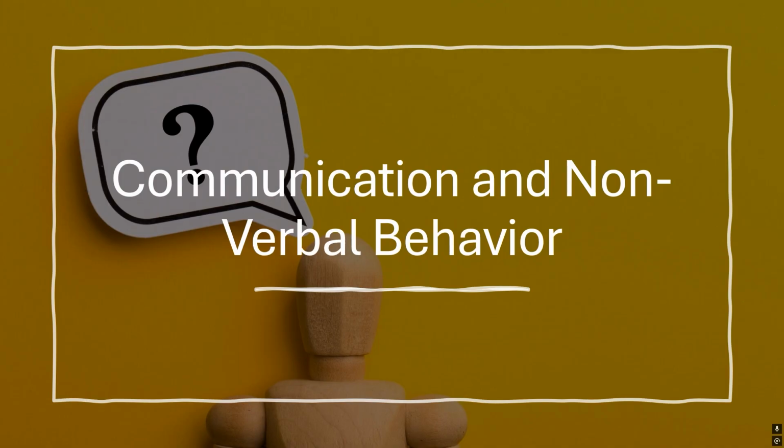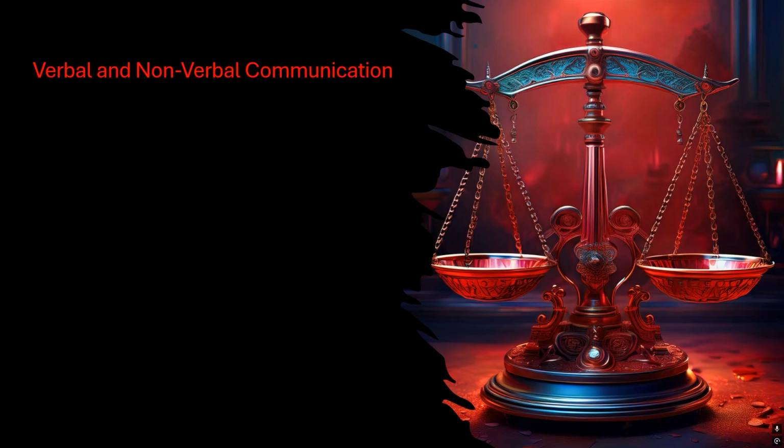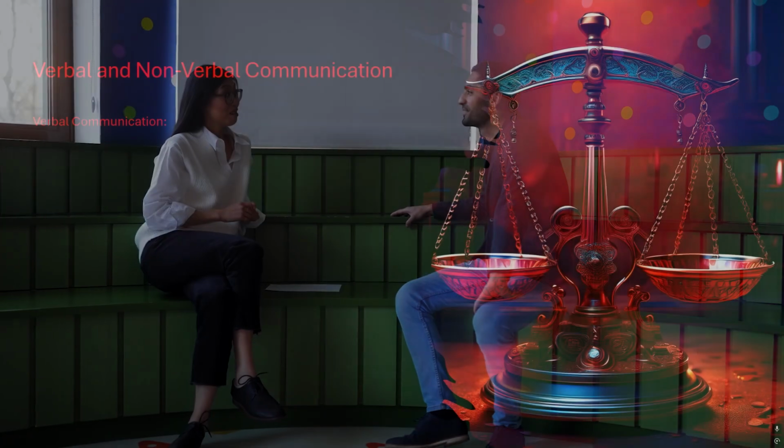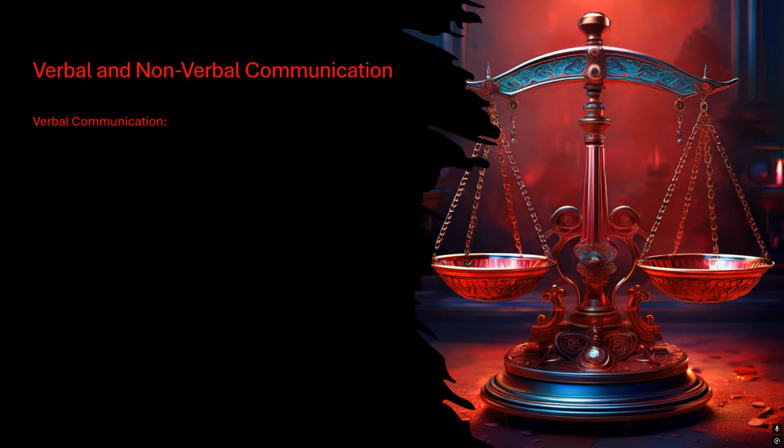So starting off with looking at communication and non-verbal behavior. So verbal versus non-verbal communication. Let's try and get a better understanding of what they are with a definition. Verbal communication refers to the use of spoken or written language to convey messages. It includes the words we choose, our tone of voice, and the clarity and structure of our sentences. It's typically direct and often the primary method used in formal settings such as meetings or public speaking.